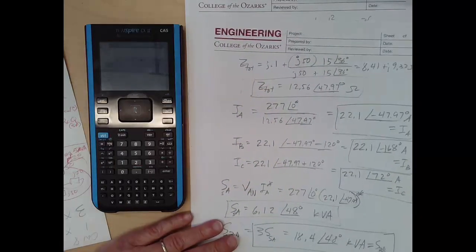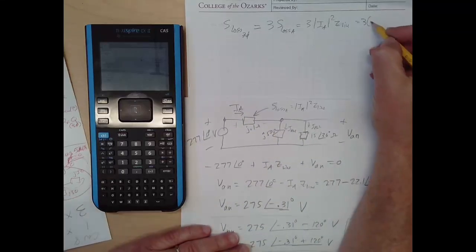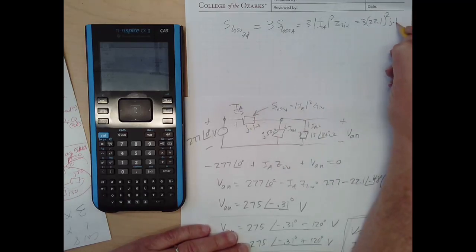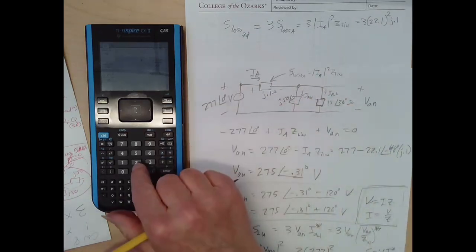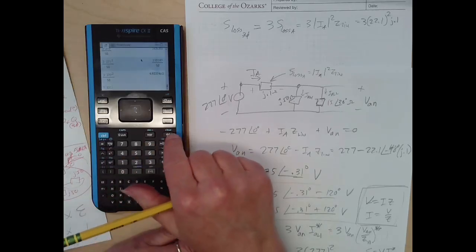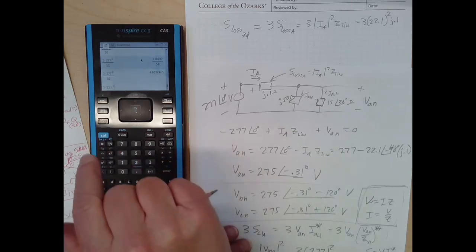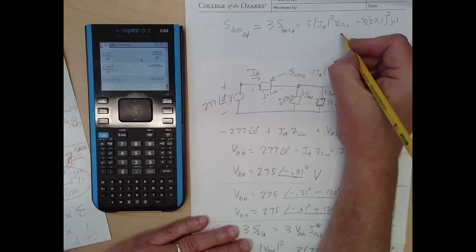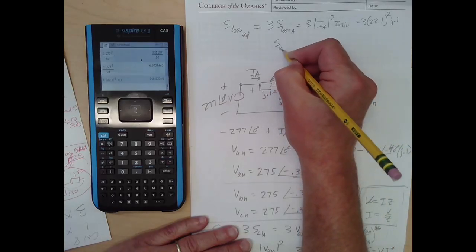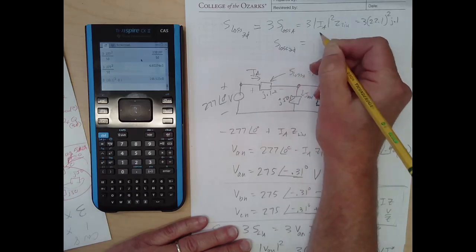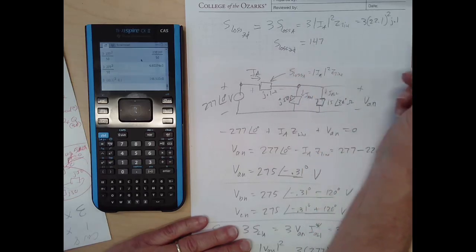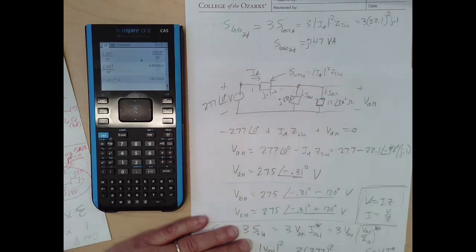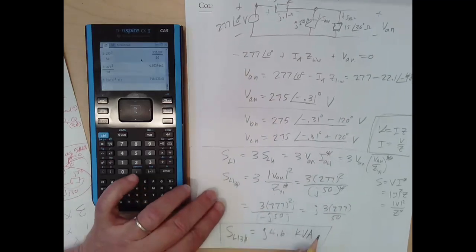was 22.1 squared times Z line, which is the J.1. Okay, so 3 times 22.1 squared times 0.1, 146. So S loss 3-phase is 147 actually, 147 J VA, which compared to the other being kVA, that's a good sign.